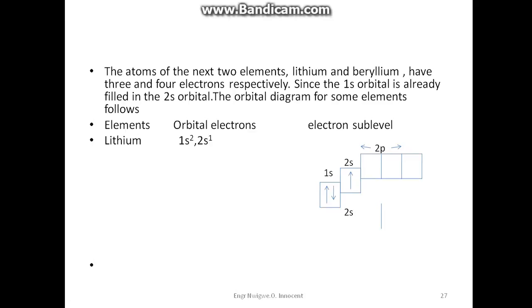For beryllium, orbital electrons are 1s2, 2s2. In the electronic sublevel, the arrow pointing upwards is filled first for 1s and 2s. Then, since the s is 2, the downward arrow is now filled, that is 1s arrow pointing downward and 2s arrow pointing downwards.